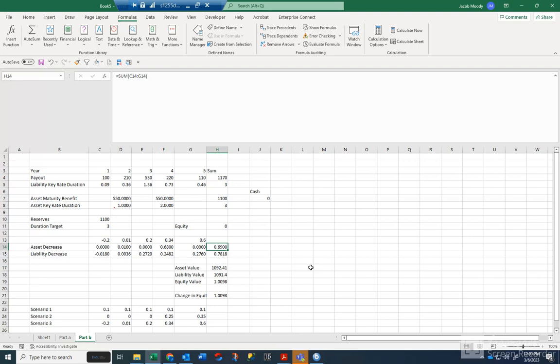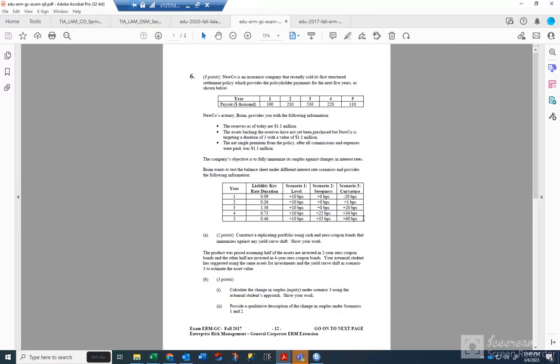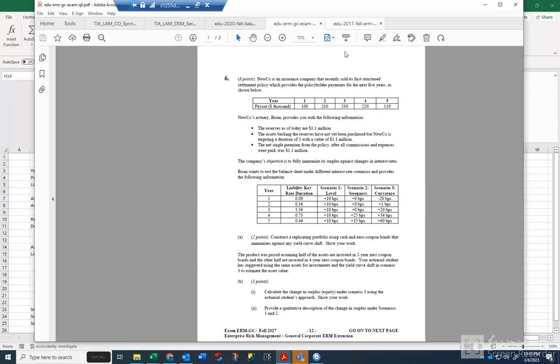Now it's kind of backwards because if interest rates go up right here, what happens to the value of our bonds? Well, interest rates go up, the value of our bonds goes down. And this, for the most part, is an up scenario for the interest rates. So our assets are going to go down, and our liabilities are also going to go down. But we need to figure out which one goes down more and what our new equity is.